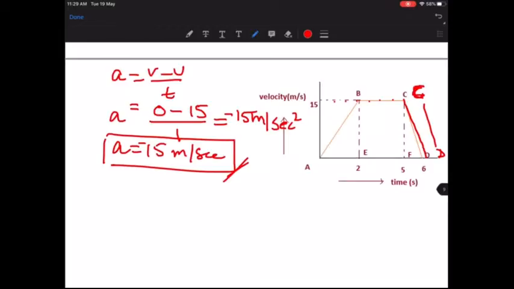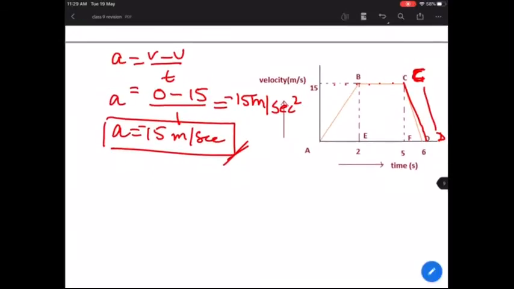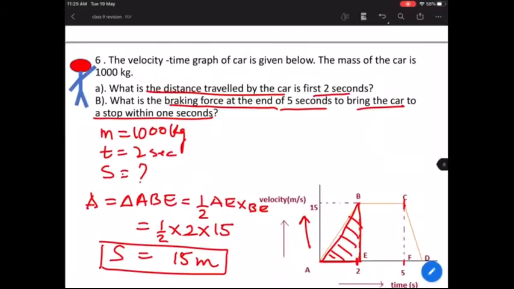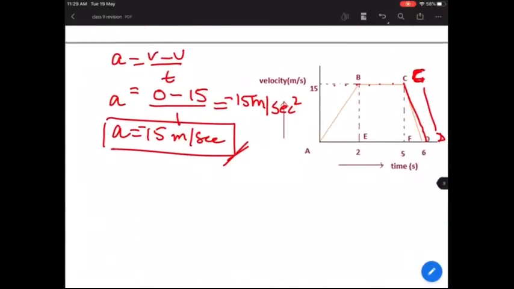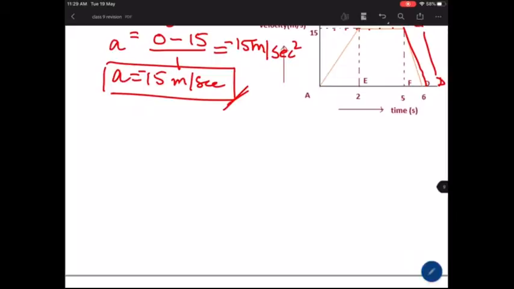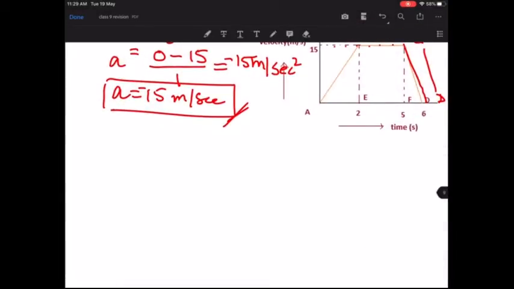Okay? Now he's asking you, look at the last part of the question. He asked you, what is the braking force at the end of 5 seconds? He also wants to know the braking force. What is the formula for force that you had learnt, even though you have learnt it in the second chapter? But still, what is the formula for force? Force is equal to mass into acceleration.